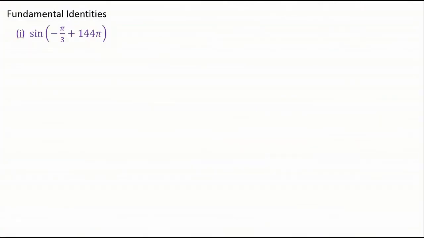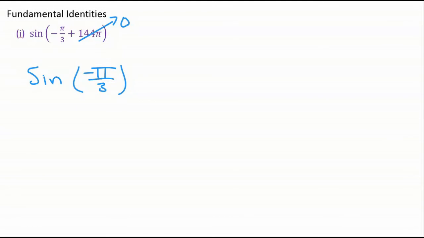Okay, so we have a problem here, the sine of negative pi over 3 plus 144 pi. Now what we just learned is that the trig functions are periodic, and sine and cosine repeat every 2 pi. So if you add an even increment of pi, 2 pi, 4 pi, 6 pi, 8 pi, or you subtract an even increment of pi to your angle, you can just ignore that even increment of pi. What you're really calculating is the sine of negative pi over 3. Why? Because this angle is coterminal to negative pi over 3.